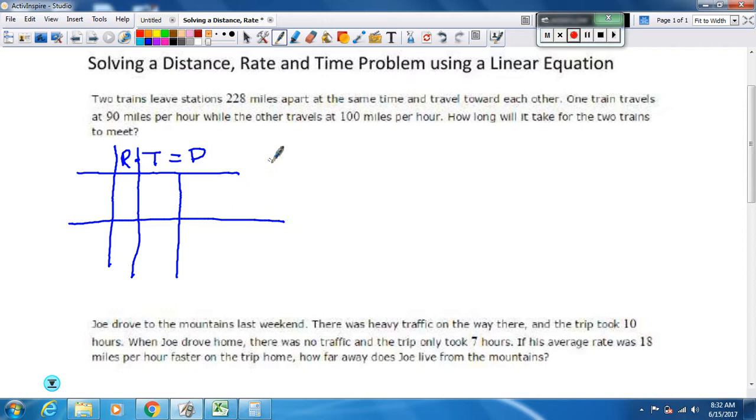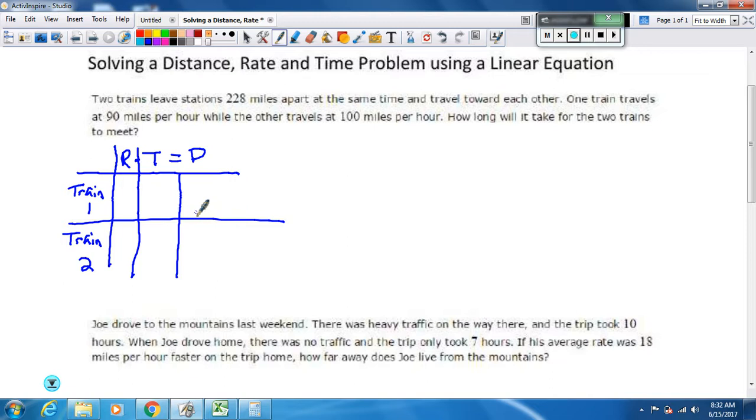I make two rows because there are two situations. We have two trains, so I'm going to call this one train 1 and this one train 2. Okay, and then I just start at the beginning of the paragraph and just start filling in my table. Two trains leave stations 228 miles apart.